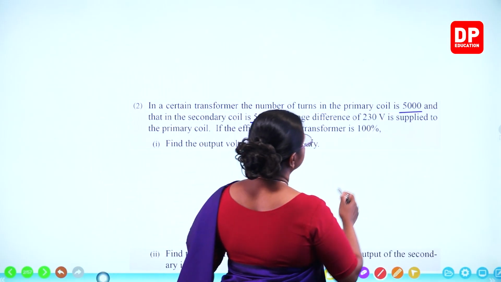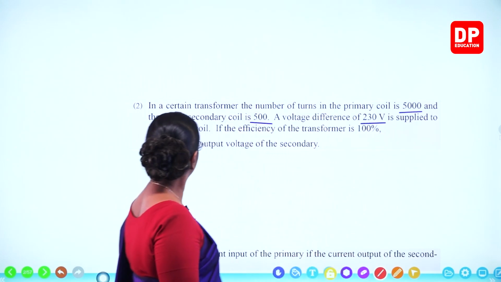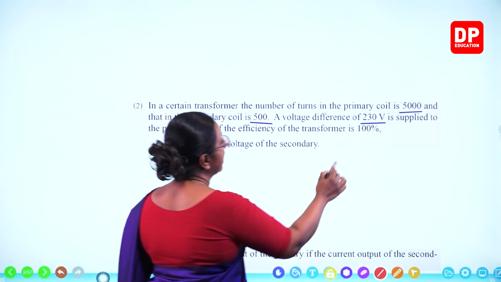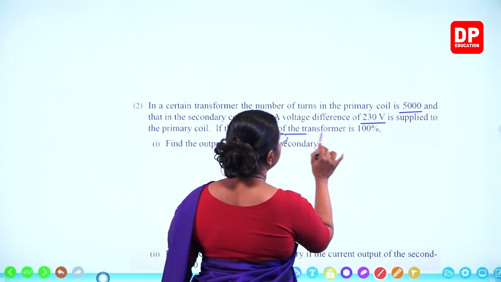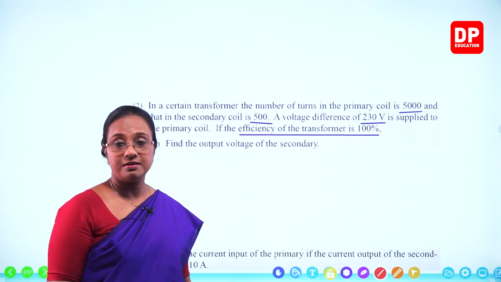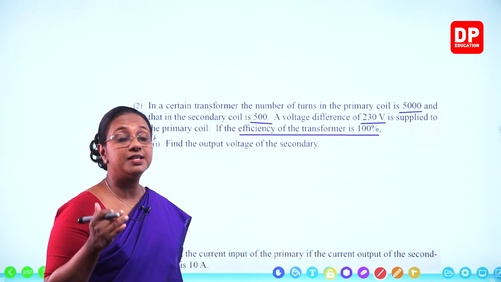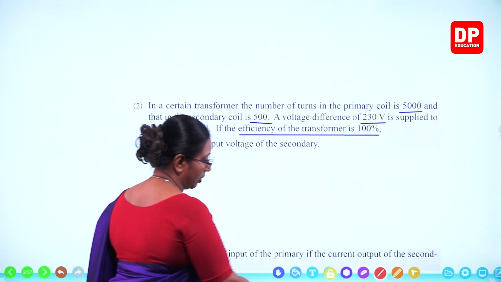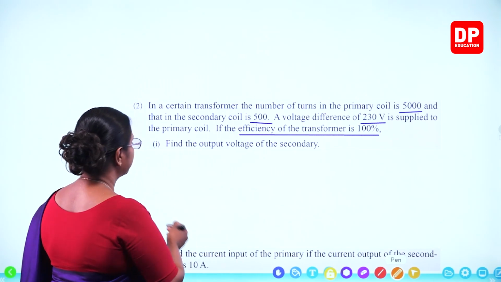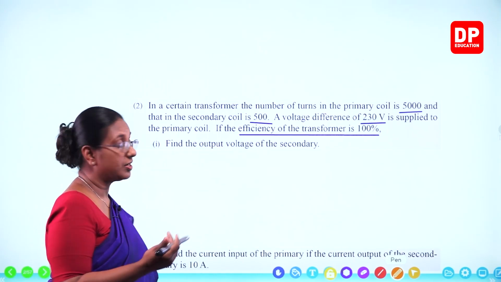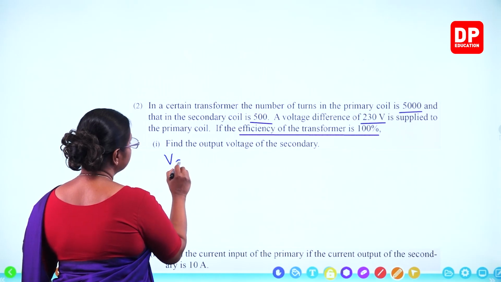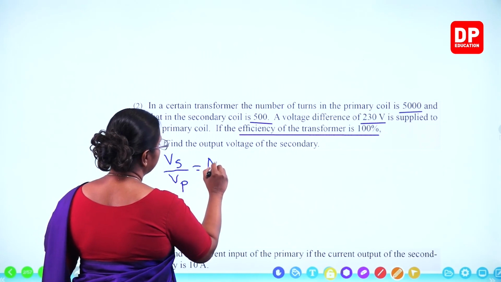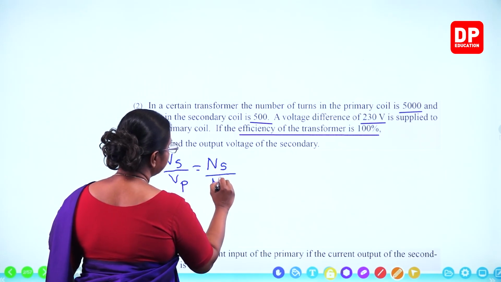A voltage difference of 230 volt is supplied to the primary coil. If the efficiency of the transformer is 100%, again efficiency of the transformer is 100%. Always you need to consider that. Find the output voltage of the secondary coil. So we have already discussed the equation. So I'll write the second equation directly. V secondary over V primary is equal to N secondary over N primary.